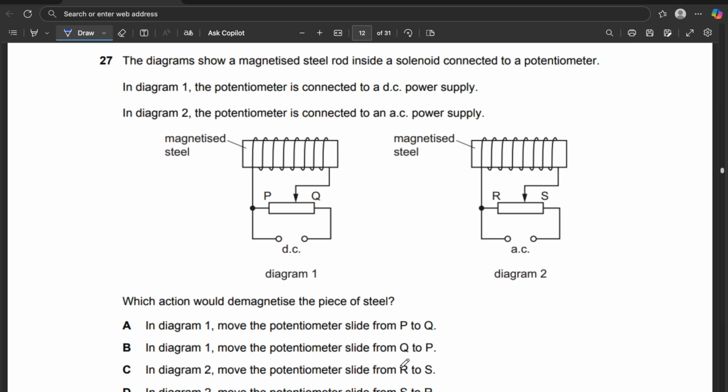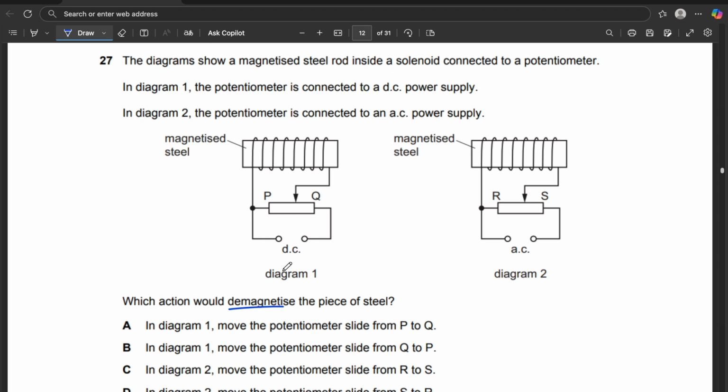The diagrams show a magnetized steel rod inside the solenoid connected to a potentiometer. In diagram 1, the potentiometer is connected to a DC power supply, and then in diagram 2, the potentiometer is connected to an AC power supply. Which action would demagnetize the piece of steel?